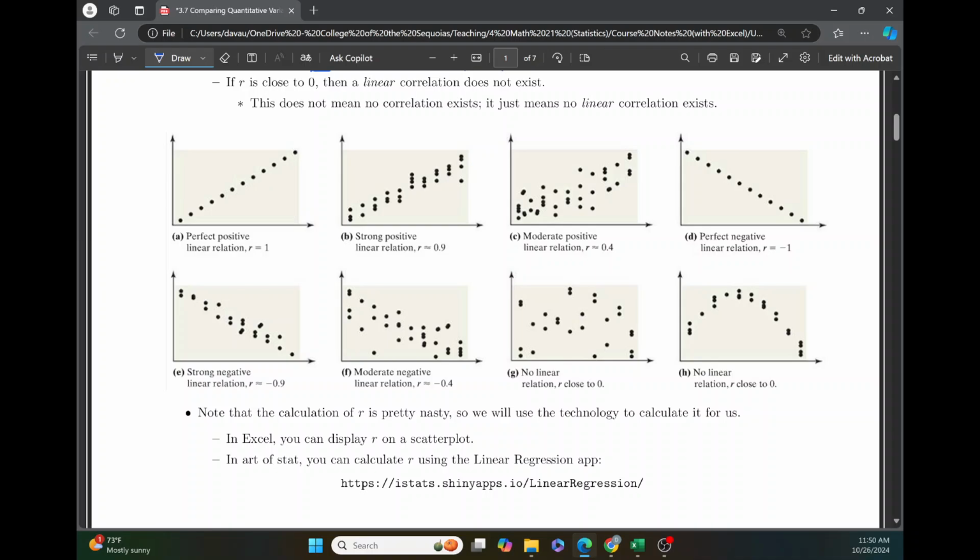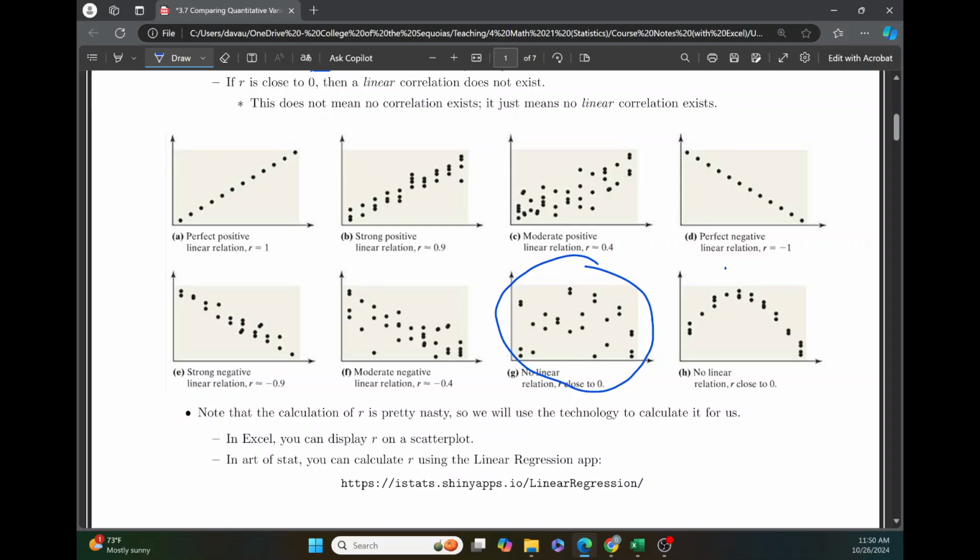And then we have the same thing for the negatives, right? A perfect negative linear correlation in part D. Part E is a strong negative correlation. Part F is a moderate negative linear correlation. And then part G, we see there's no correlation whatsoever here, right? So R would be close to 0.